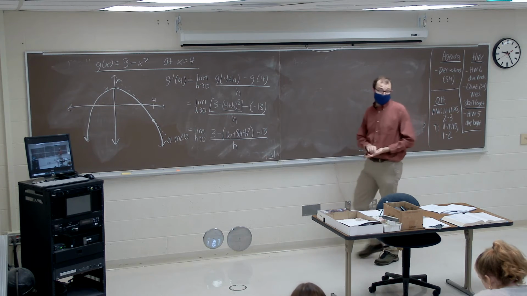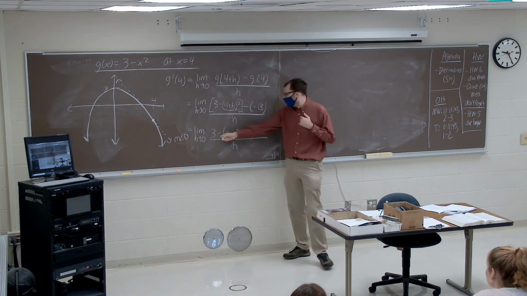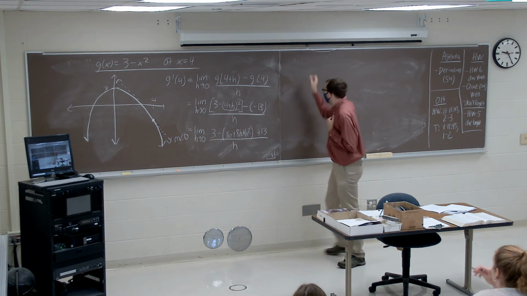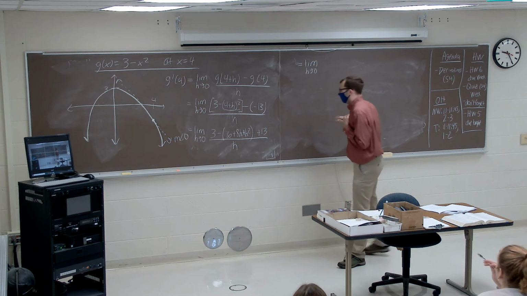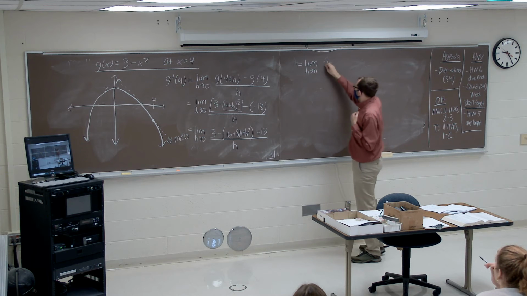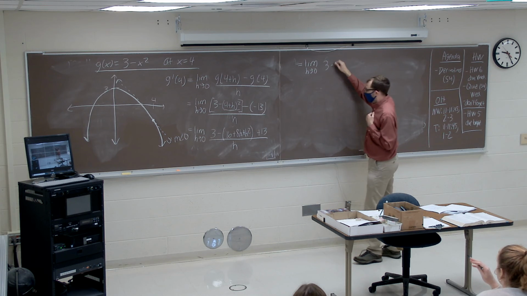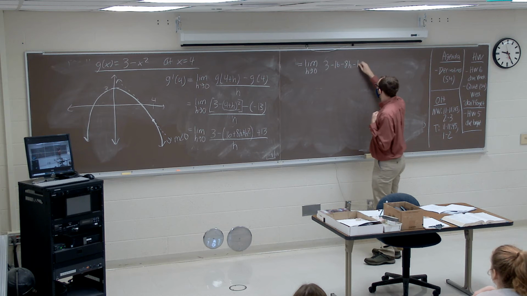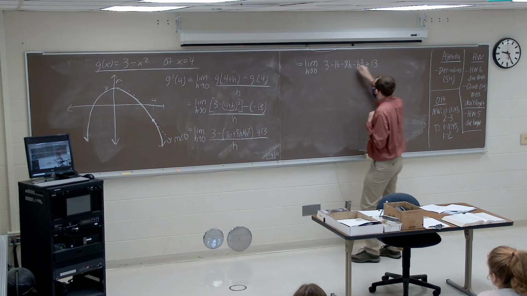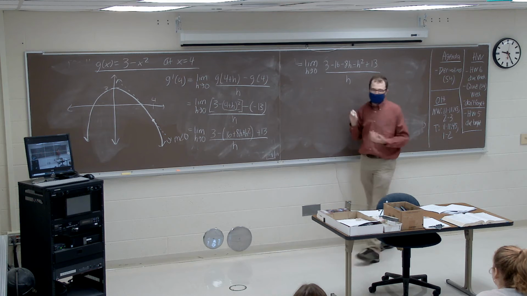So since you seem to have already done it, Cecilia, what happens when we distribute this minus sign? Basically, all those, like the 16, the 8h, and the h squared all become negative. So you end up with a negative 13 minus 16 minus 8h minus h squared plus 13. Okay, so we end up with something like this, in other words.